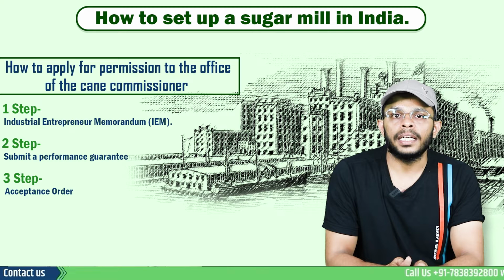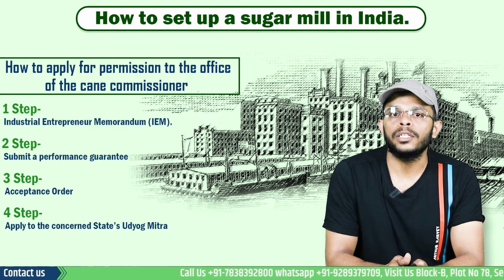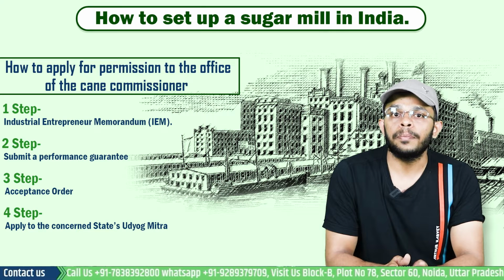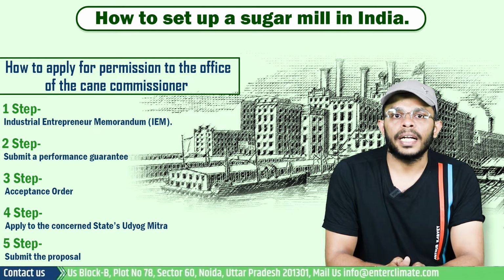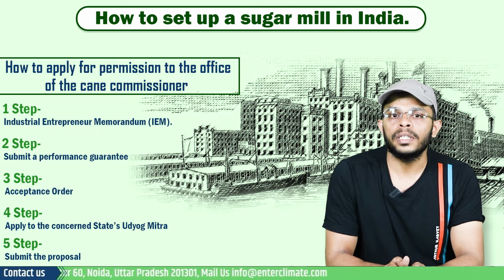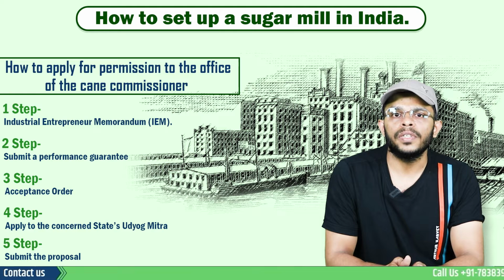At the next step, that is after obtaining the acceptance order, the applicant needs to apply to the concerned state Udyog Mitra and obtain in principle clearance for setting up a new sugar factory. In step number 5, that is after obtaining the clearance from Udyog Mitra, the entrepreneur has to identify the villages for cane allotment area and submit the proposal to the office of the cane commissioner.